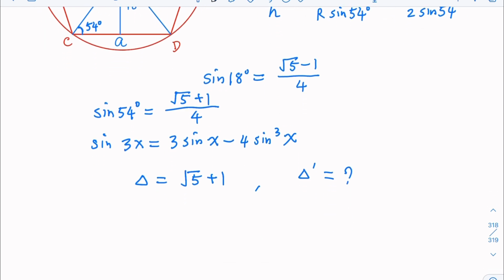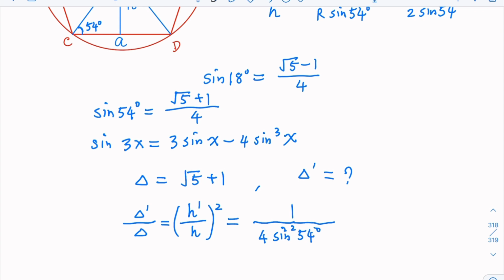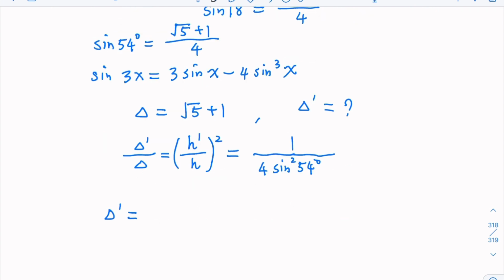Of course, we know that the area ratio is the square of the size ratio, H prime over H, in this case. So that would be 1 over 4 sine squared 54 degrees. Plug in the formula here. The area here is going to be delta, which is square root of 5 plus 1 over 4. And then plug in here, it's going to be square root of 5 plus 1 squared. And 4 squared would be 16.